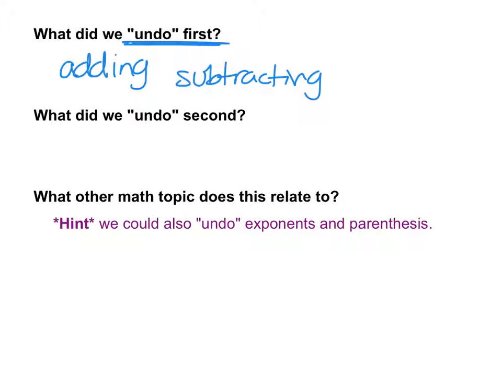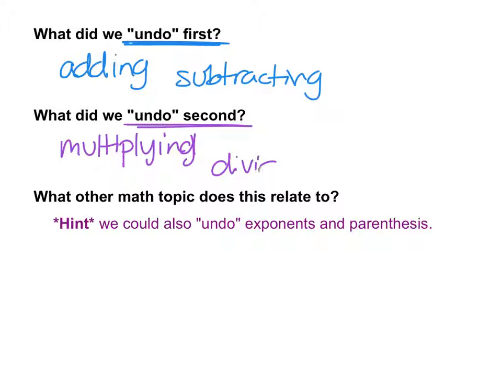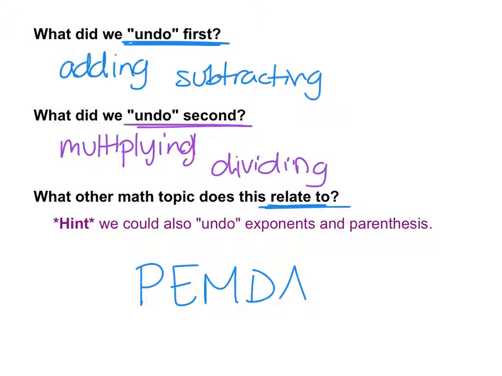You're always going to reverse those steps first. The next thing you'll always reverse, or our second thing you'll reverse, is the multiplication and dividing. Those always get reversed second. And really, what this is related to is PEMDAS, or our order of operations.